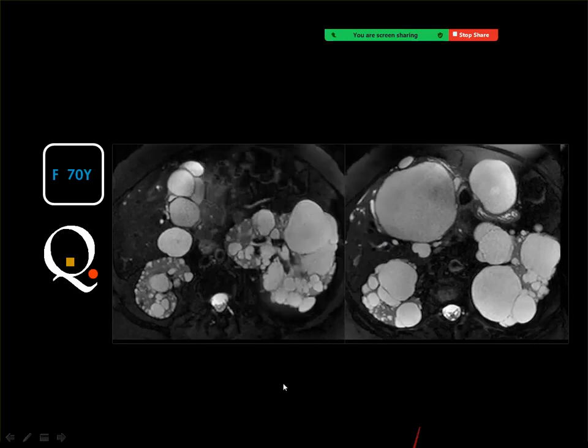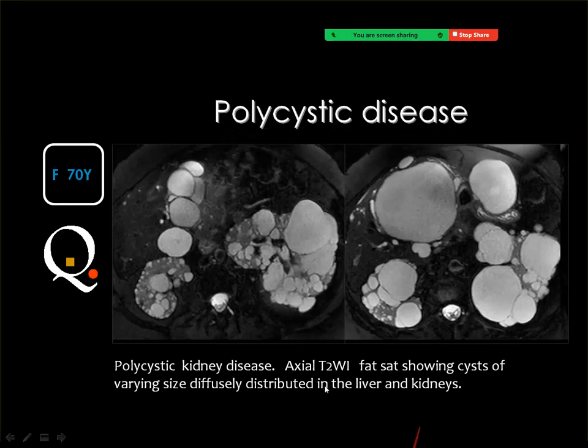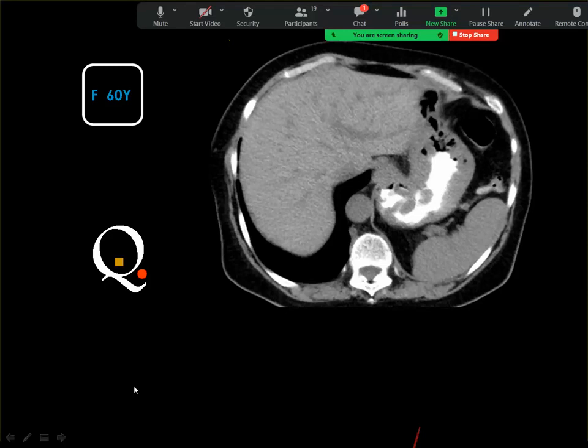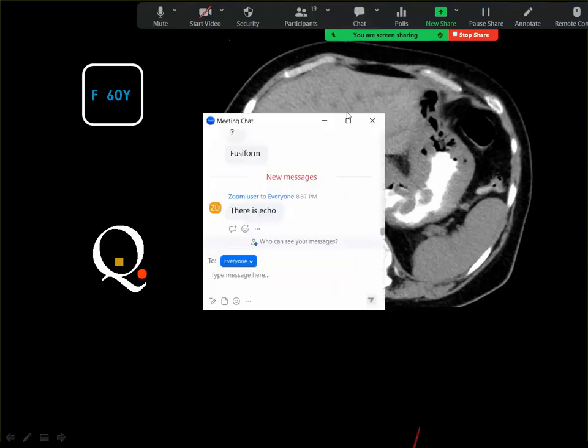And this is polycystic disease of the liver and kidneys. Many cystic lesions in the liver and many cystic lesions in the kidneys. Next case. Gastric lymphoma.